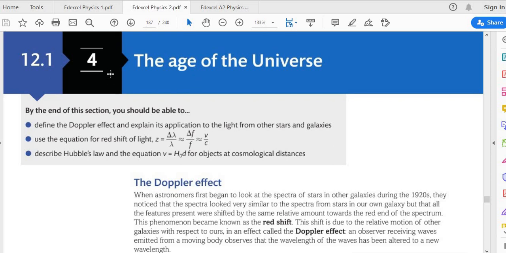Chapter 12.1, Part 4, The Age of the Universe. By the end of this section, you should be able to define the Doppler effect and explain its application to the light from other stars and galaxies.